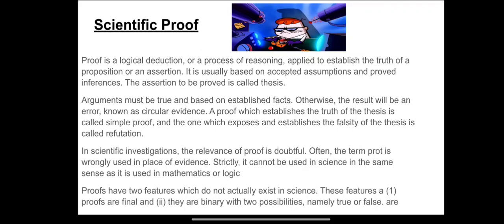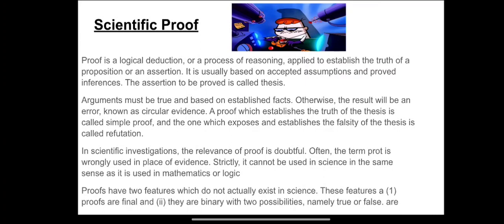Scientific proof. Proof is a logical deduction or a process of reasoning applied to establish the truth of a proposition or an assertion. It is usually based on accepted assumptions or proved inference. Arguments must be true and based on established facts, otherwise the result will be an error, known as circular evidence. A proof which establishes the truth of the thesis is called a simple proof, and the one which exposes and establishes the falsity of the thesis is called a refutation. In scientific investigation, the relevance of proof is doubtful.